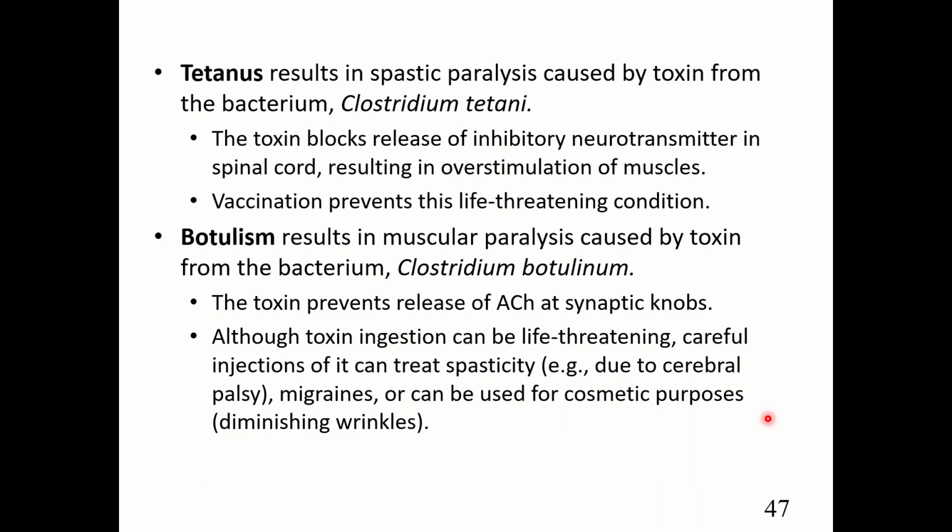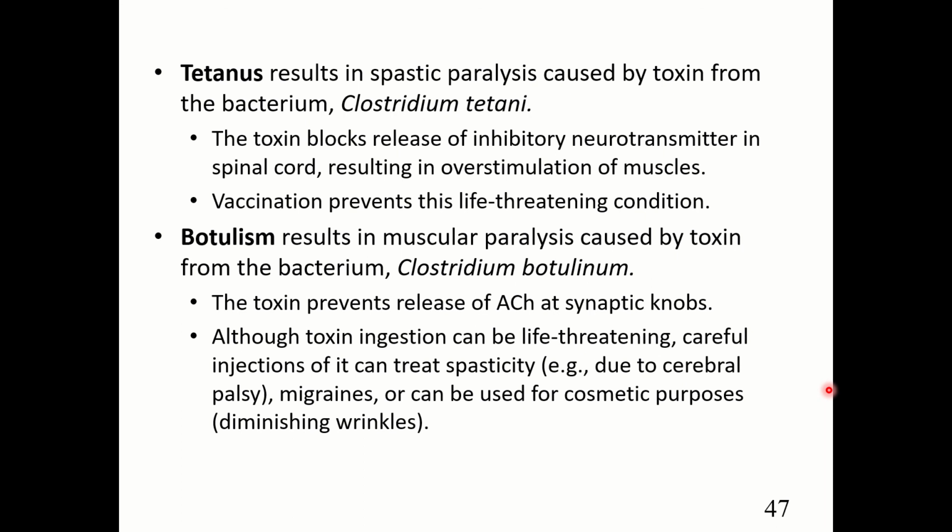Tetanus results in spastic paralysis caused by toxins from the bacterium Clostridium tetani. The toxin blocks the release of inhibitory neurotransmitters in the spinal cord, resulting in the overstimulation of muscles. Vaccinations prevent this life-threatening condition.